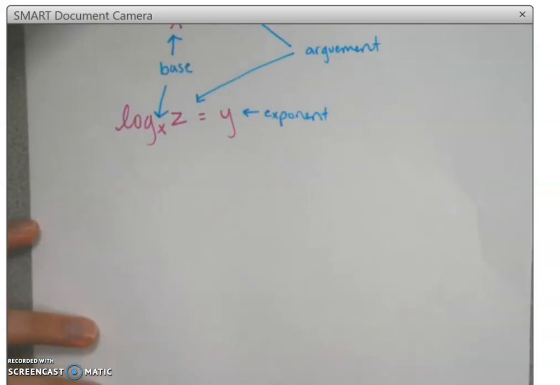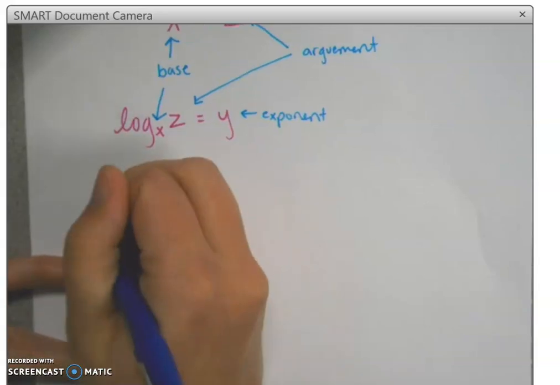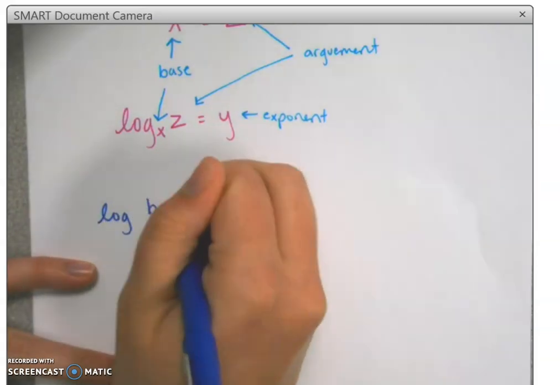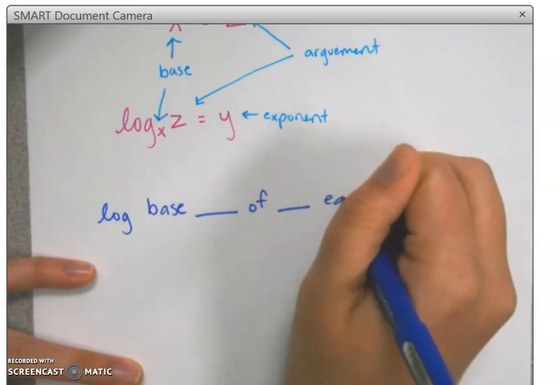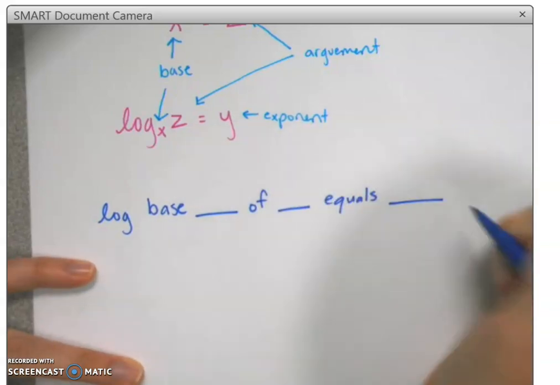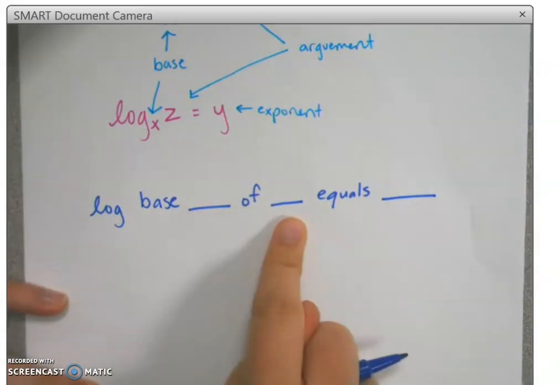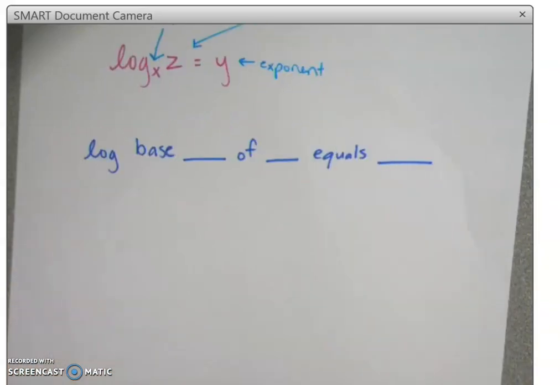Oh, I want to put this in first. This is how you always read it. So log base, whatever your number is, of whatever that number is, equals whatever that number is. This is how you read a log, okay? So now we'll do a couple examples.